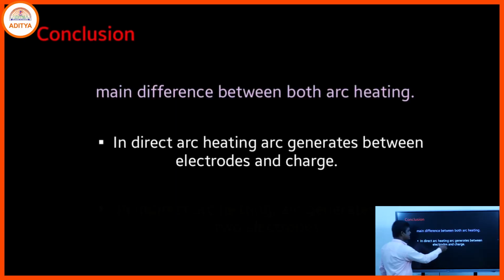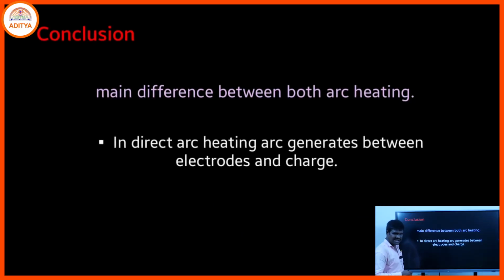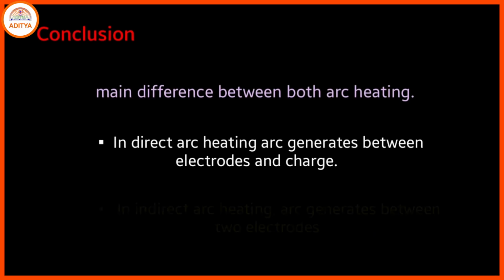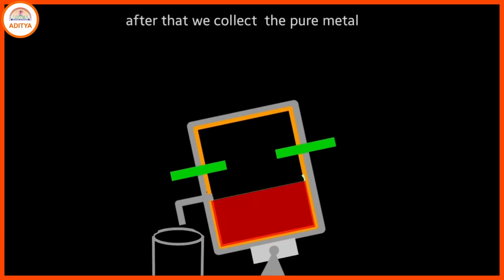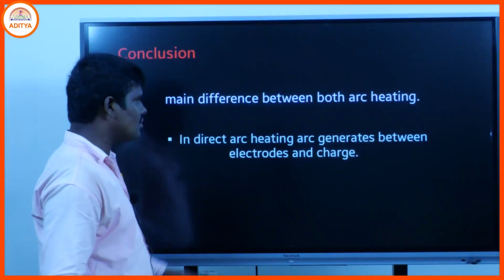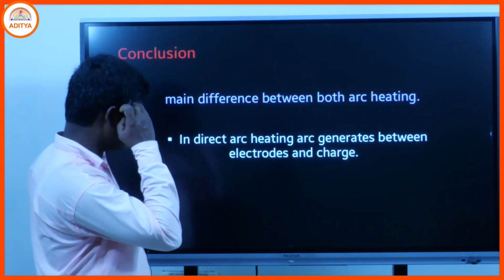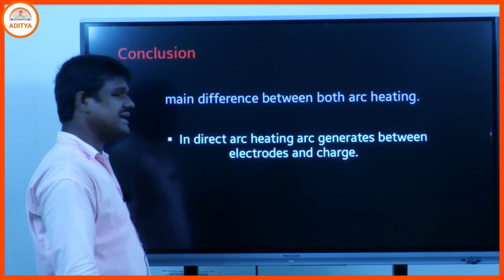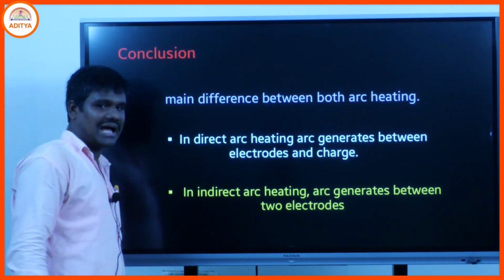The main difference: in direct arc heating, the arc is generated between the electrodes and the charge, the metal scrap, and in indirect arc heating, the arc is generated between the two electrodes. Then through the charging door, we remove the slag, then we collect the molten metal. That is the main difference between direct arc heating and indirect arc heating.